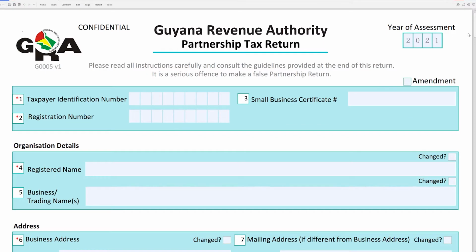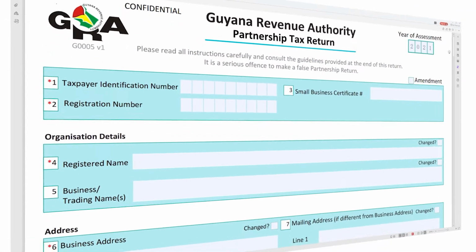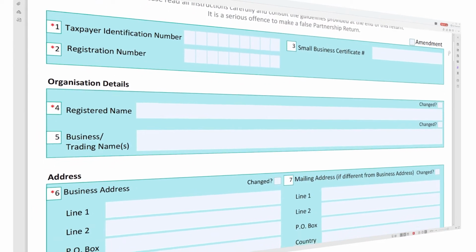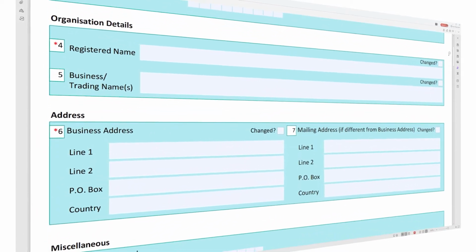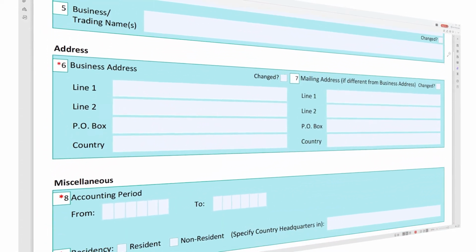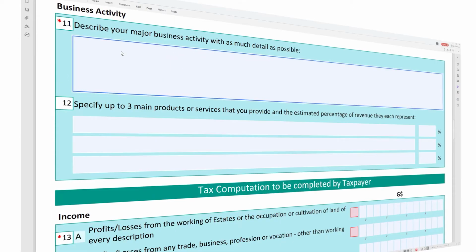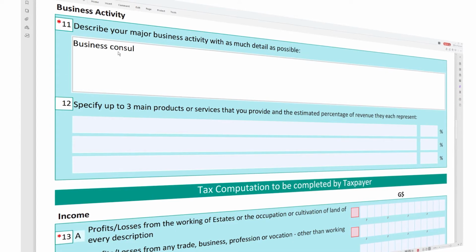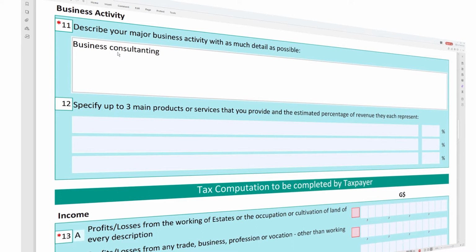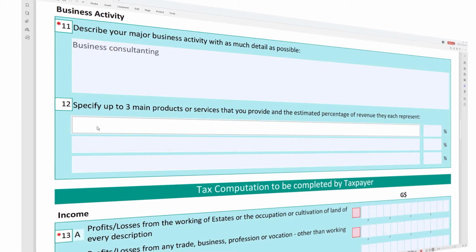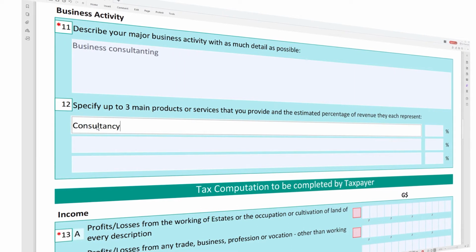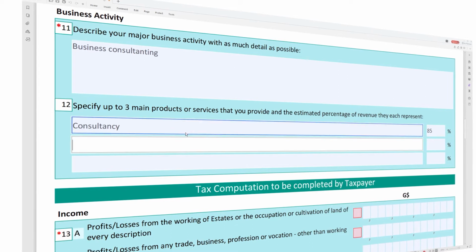Next up, the partnership return. This return was reintroduced to support better administration for this category of taxpayers. It is much different from the individual income tax return, where the return preparer must describe the major business activity and identify 3 main products or services the business provides with the estimated percentage of revenue each represent.